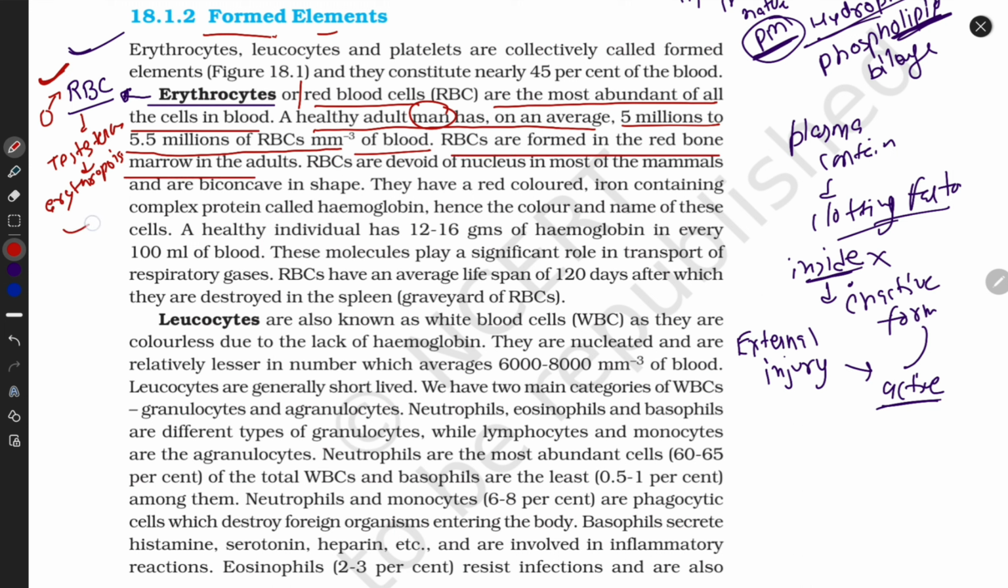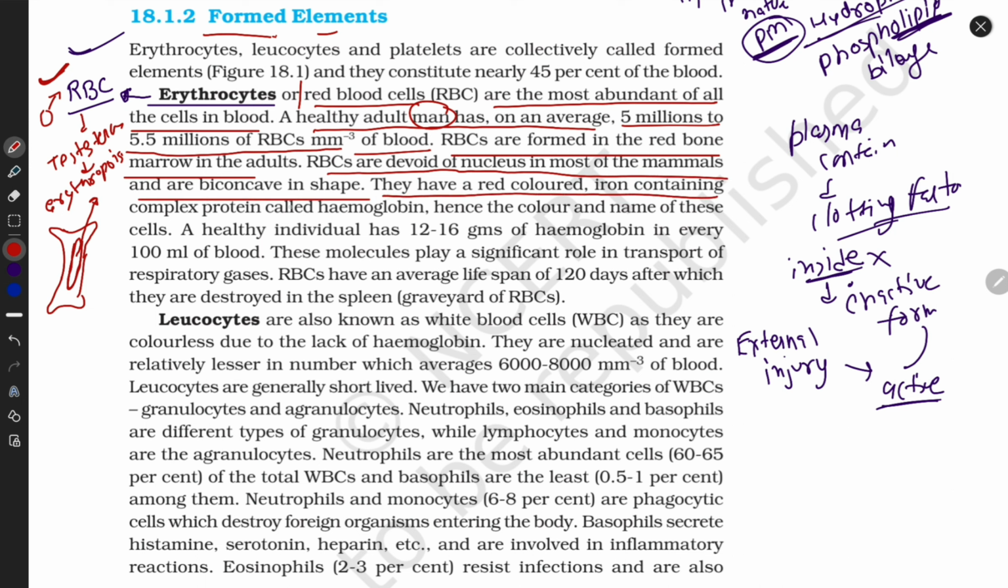RBC are formed in the red bone marrow. Red bone marrow is situated, of course, in the bone's marrow site. It produces erythrocyte cells. RBC are devoid of nucleus in most mammals and are biconcave in shape. They have a red-colored, iron-containing complex protein called hemoglobin, hence the color and the name of these cells.